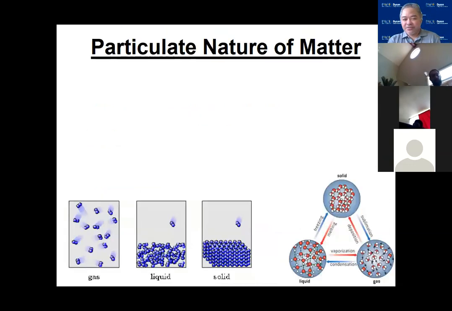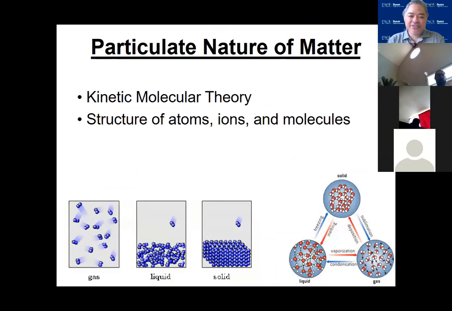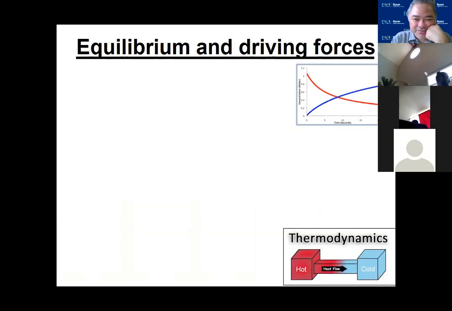Okay, so that's another of what we call big ideas. Another big idea is the particulate nature of matter. So here we have the kinetic molecular theory, the structure of the atoms, ions, and the molecules. So how do we apply KMT to the three physical states? Because if you can remember, KMT was only described in gas. But as I told you, you can apply it to liquid and solid.